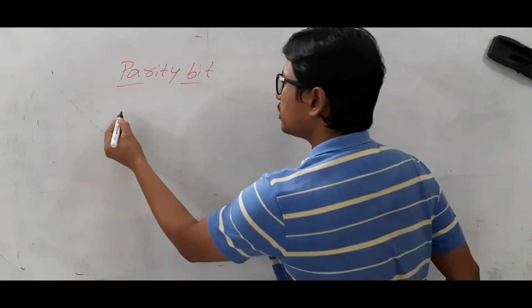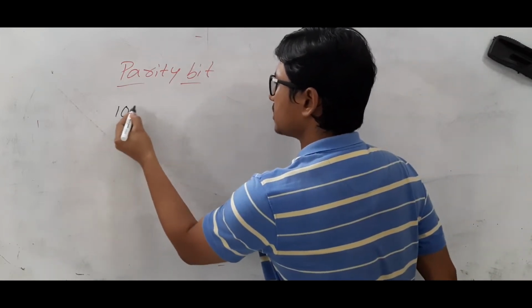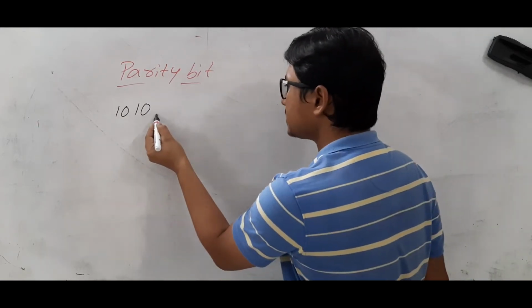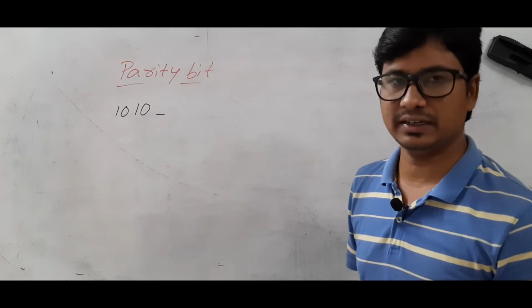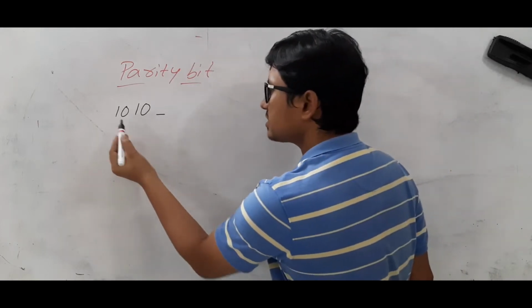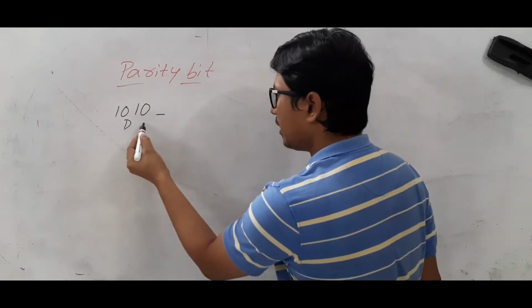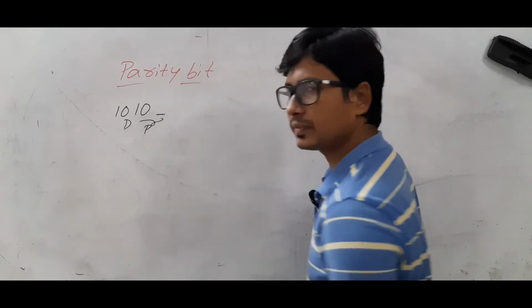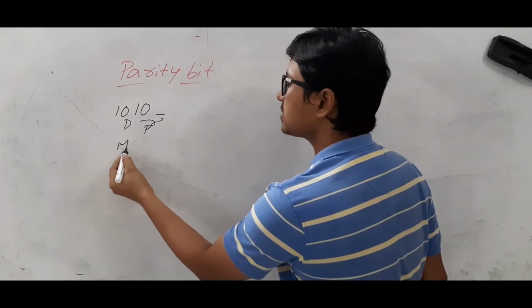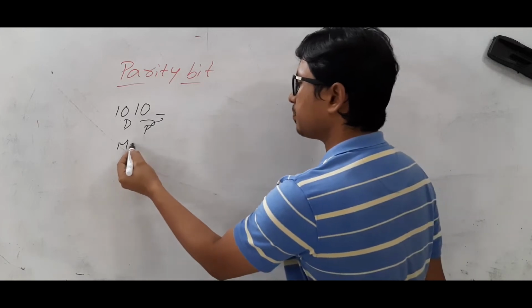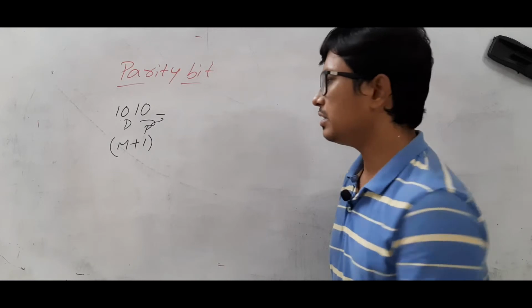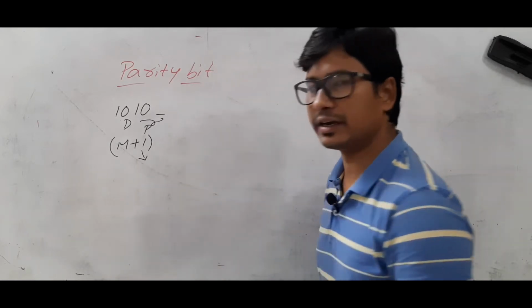Now you want to transfer data. Let's take 1010, you want to send this data. And the parity bit is an extra redundant bit you will send. The sender will send the data and also this parity bit. So how many bits is he sending? Suppose he is sending m bits of data, then 1 bit for the parity. So instead of sending m bits, he is sending m plus 1 bits. This 1 bit is an extra bit or a redundant bit.